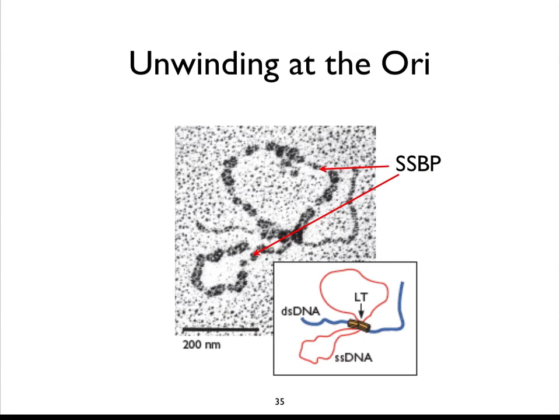Here's a picture of what DNA looks like when large T is bound to it and has begun to unwind it. And we see the DNA because a protein called single-strand binding protein is now bound to it. So you have these two regions that extend, that represent the two replication forks. And the double-stranded DNA doesn't stain with this molecule because the single-stranded DNA binding protein can't bind to it. Yes?